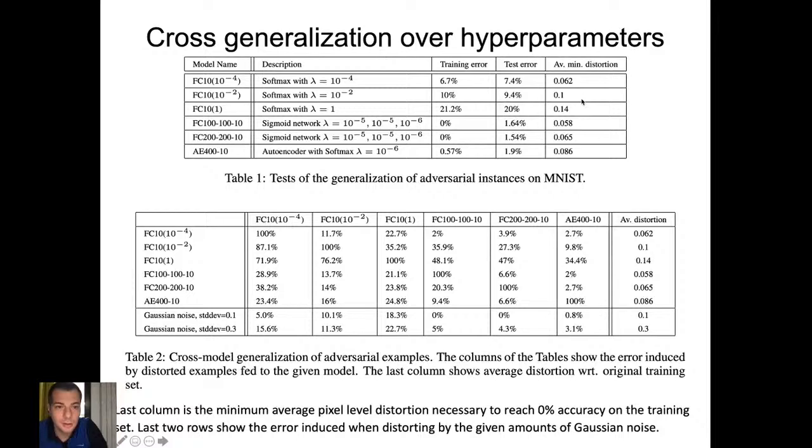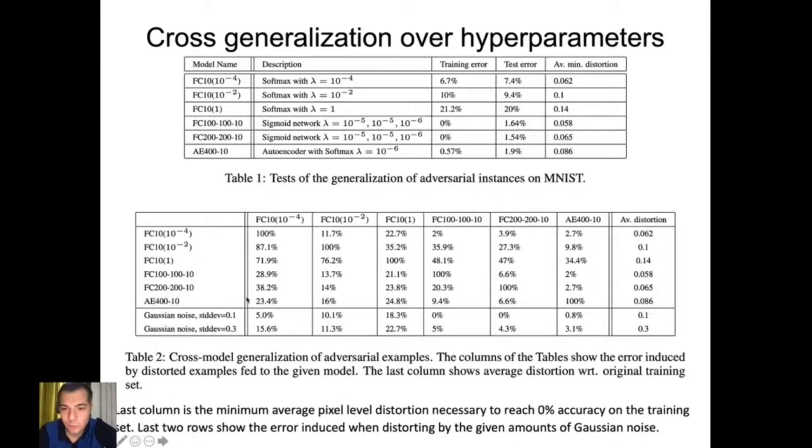These distortions are quite small. This is the average distortion that is necessary in order to have an error of 100%, or respectively an accuracy of 0%, on the training set. It means that with this distortion you can modify all the images in the training set such that they are labeled wrongly. This is not even applied on the test set, it works even for the training set. So yeah, it is quite bad.